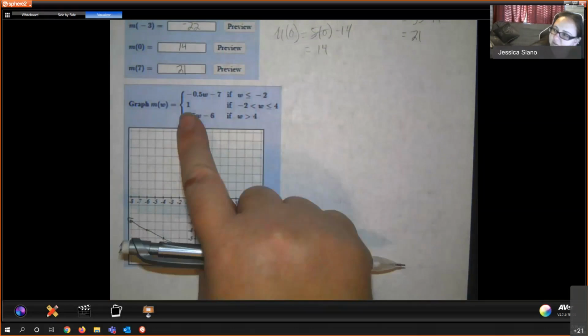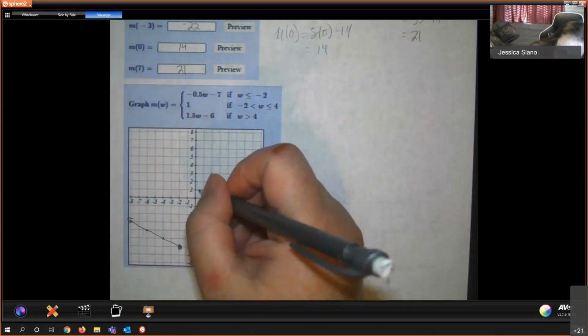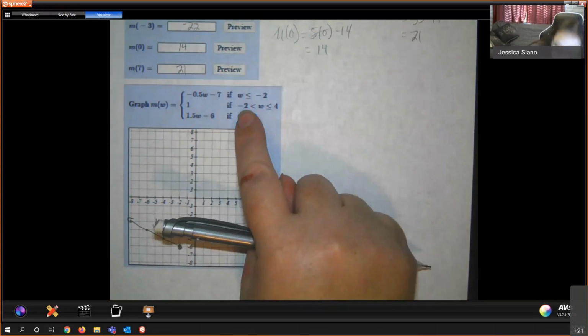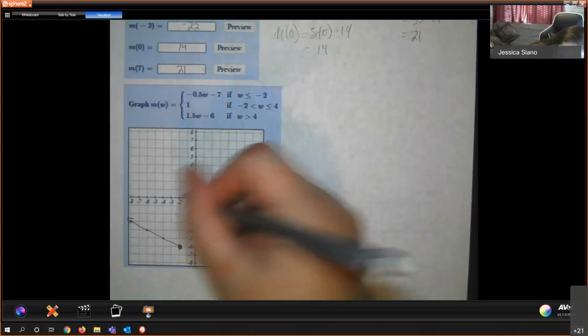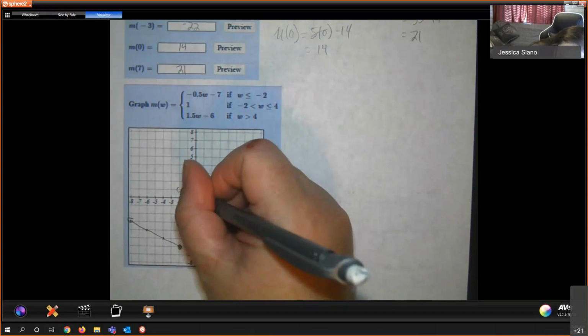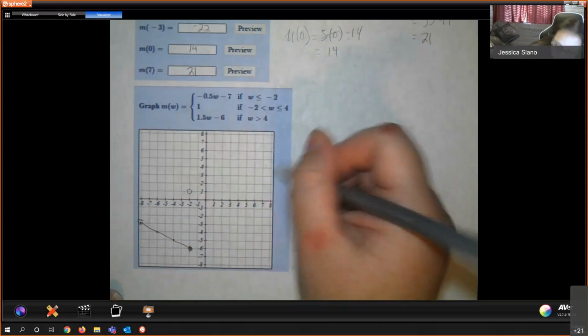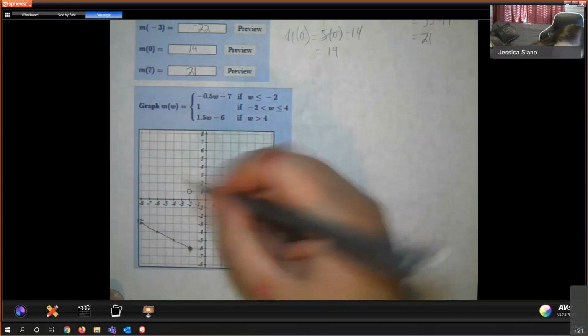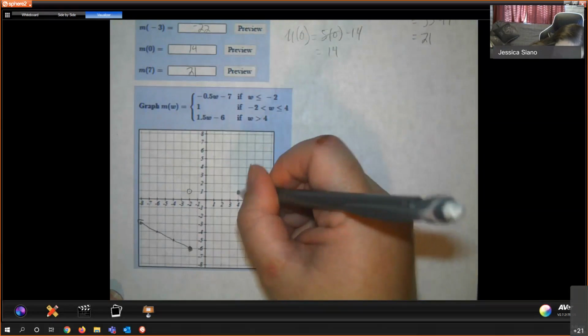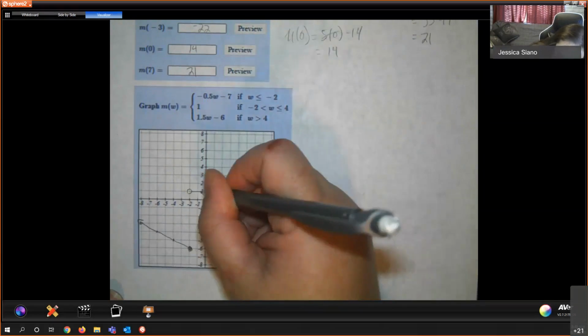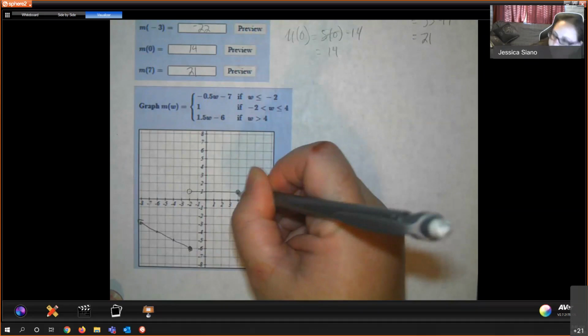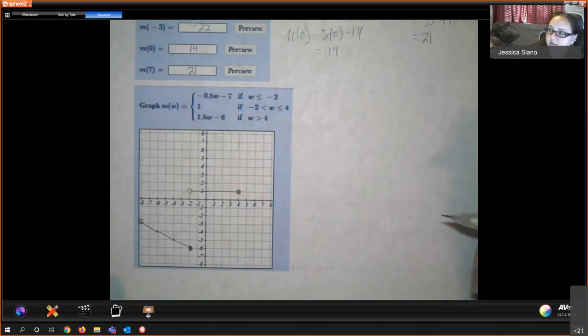And then the graph of the line y equals 1 is a horizontal line at 1 on the y. But that graph starts at negative 2 on the x with an open circle and ends at 4 on the x with a closed circle. The horizontal lines are the easiest.